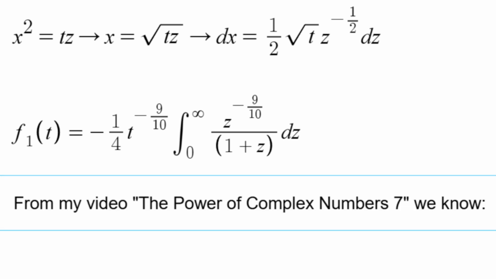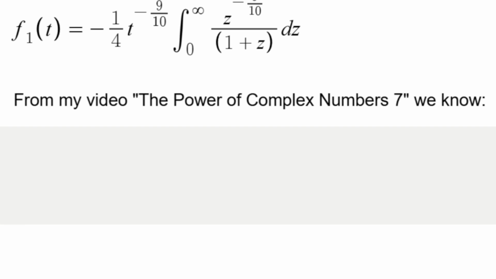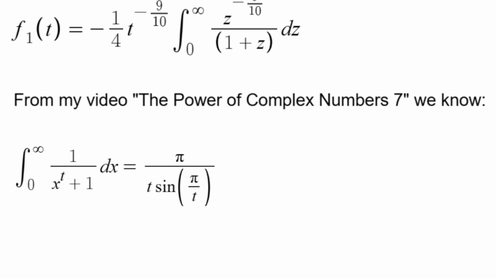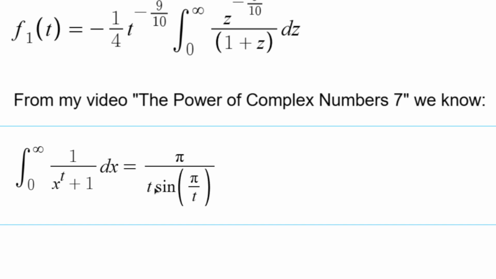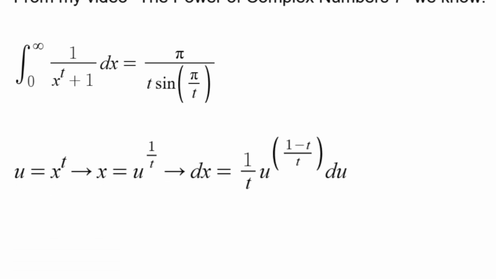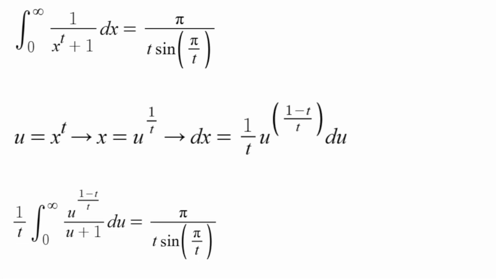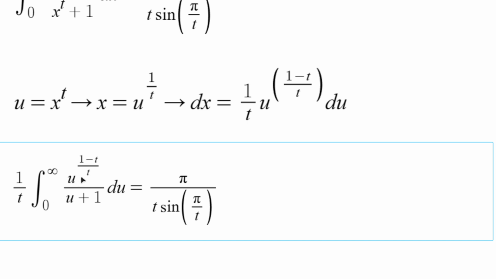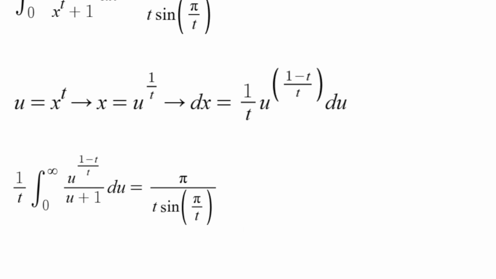Now, from my video, The Power of Complex Numbers, number 7, in that video, I derived the following formula. That the integral from 0 to infinity of 1 over x to the t plus 1 dx is equal to this, pi over quantity t times sine of pi over t. All right, now we can manipulate that formula a little bit with this substitution. u is equal to x to the t. And if we perform that substitution, we end up with this. That 1 over t times the integral from 0 to infinity of u to the quantity 1 minus t over t over u plus 1 du is equal to pi over quantity t sine of pi over t.